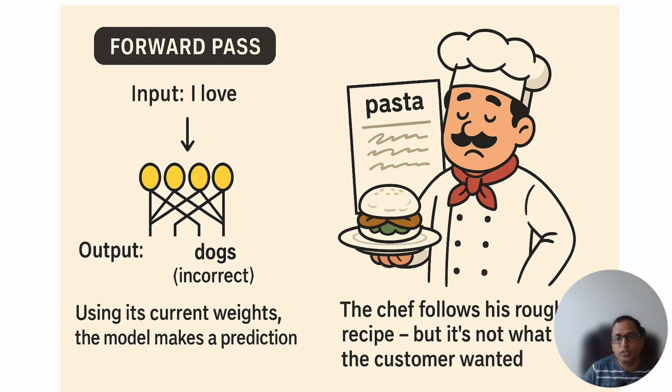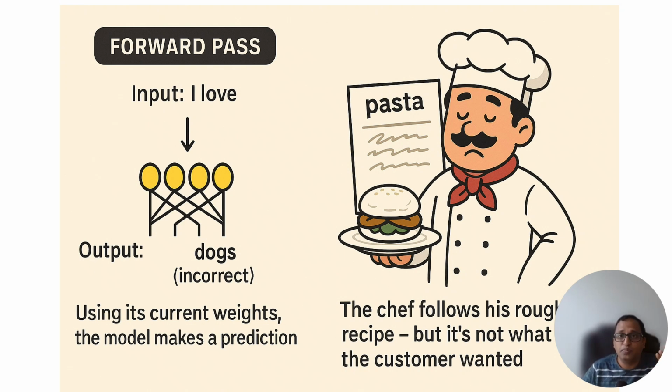Compare this with our chef example. He gets a prompt, like a request to make a pasta, and tries to follow some rough ideas. He hasn't practiced it yet. He doesn't have a refined recipe yet. So instead of pasta, he might serve a burger with a confused expression on his face. He followed something, but the result wasn't what the customer wanted. Same thing with the model.